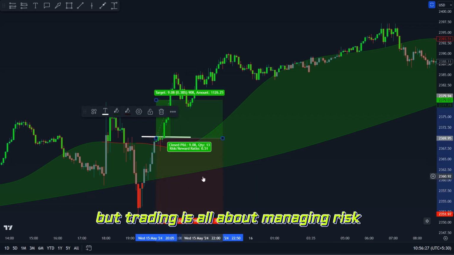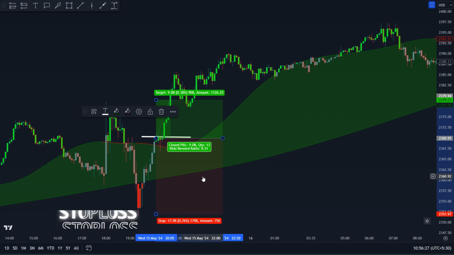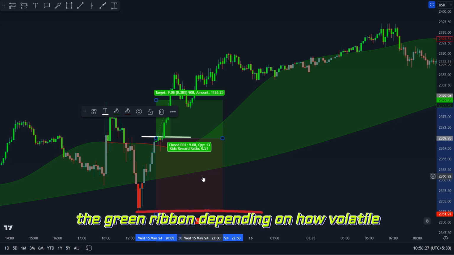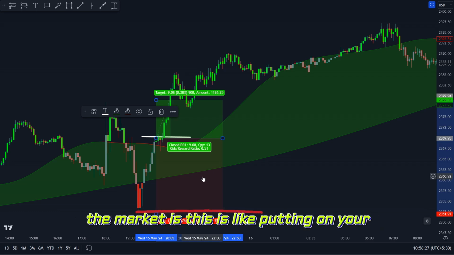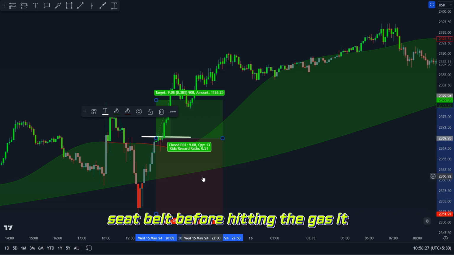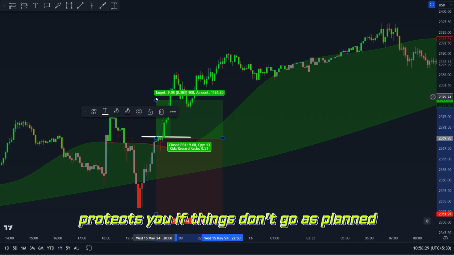But trading is all about managing risk, so let's put a safety net in place. Set a stop loss order a little bit below the recent low or even below the green ribbon, depending on how volatile the market is. This is like putting on your seatbelt before hitting the gas. It protects you if things don't go as planned.